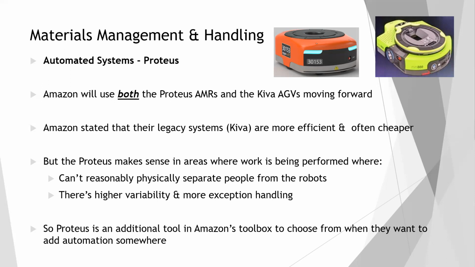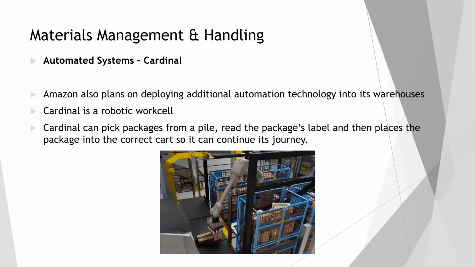Amazon has stated that their legacy systems, Kiva, are more efficient and are often much cheaper, but the Proteus really makes sense in areas where work is being performed where you really can't reasonably physically separate the people from the robots, and there's going to be a much higher variability and more exceptions to what's going on in that area. So Proteus is an additional tool in Amazon's toolbox to choose when they want to add automation somewhere. So they've got two different options now.